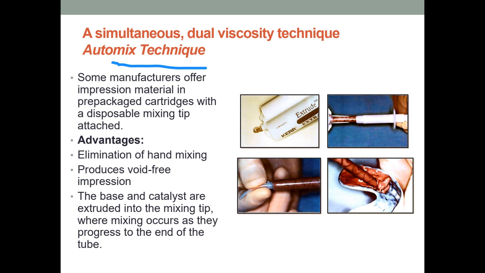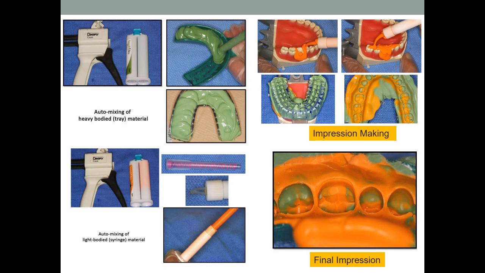How we can do this? The same technique, if you are using auto mixing technique, auto mixing machines. Now in one you can load the heavy body, in the other you can load the light body. At the same time, you can apply some of the material around the tooth, around the prepared tooth, and with the help of the other gun which is already ready, you can load the material in the tray.